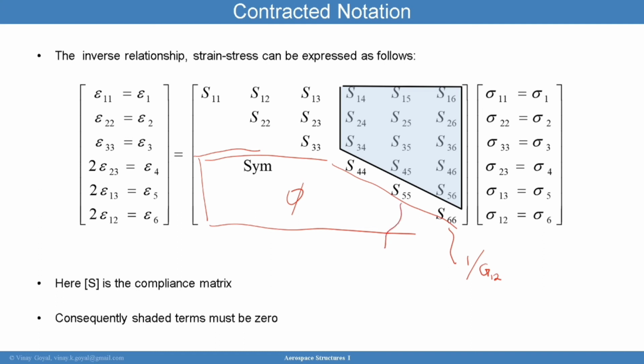And this right here is 1 divided by G13. And this right here is 1 divided by G23. You can see here how by setting this equal to 0, we've accomplished what we talked about. So if I multiply this row by this column, and these are zeros, clearly this strain only depends on this quantity here.